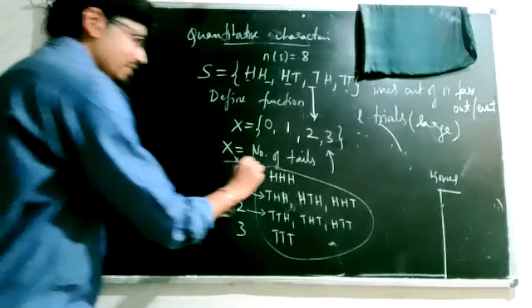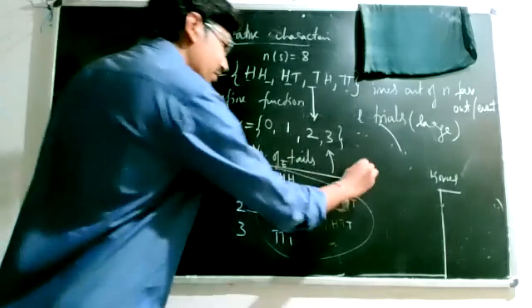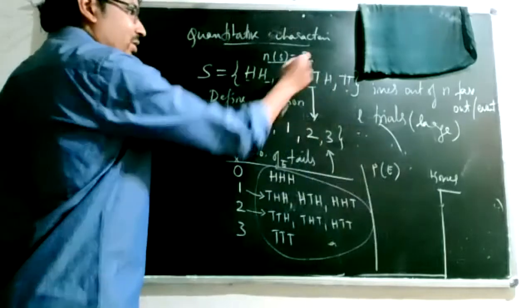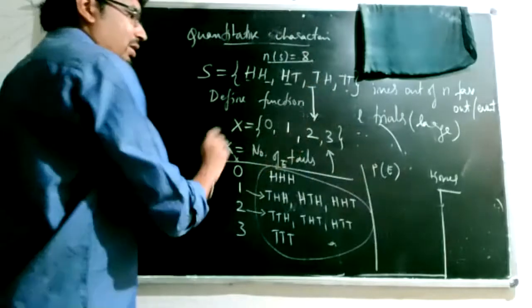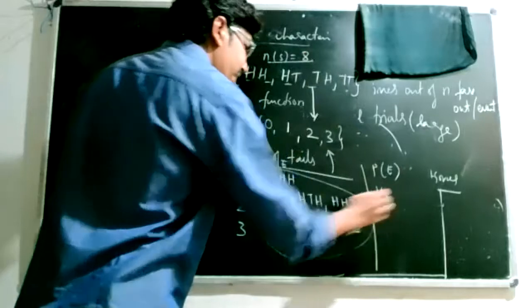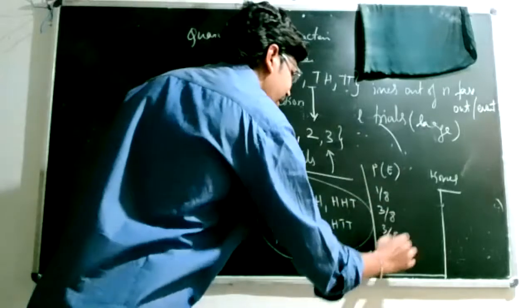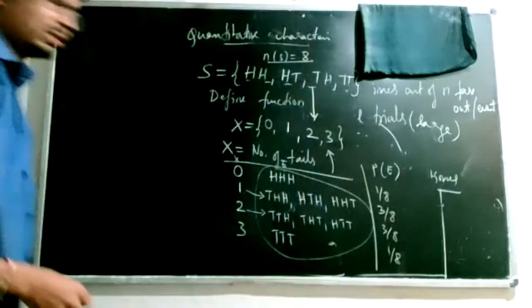So this is your x, and this is your event, so you can come up with a probability. Totally it is 8 because we are talking about 3 coins. So this will be 1 by 8. There are 3 favorable cases, so 3 by 8, and one favorable case for the last, which is 1 by 8.